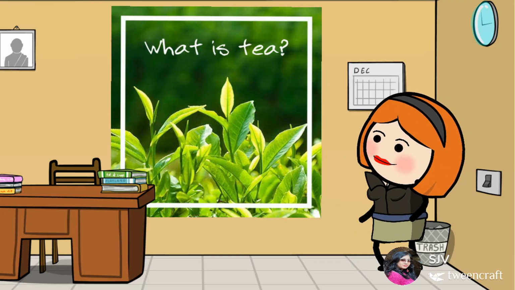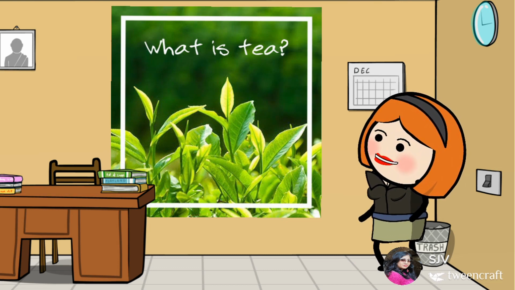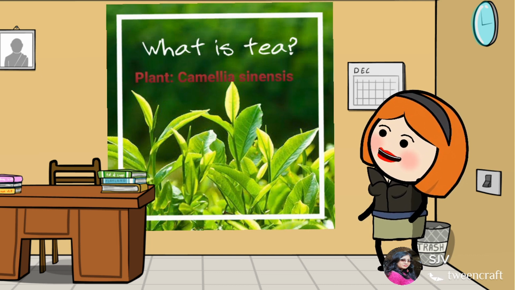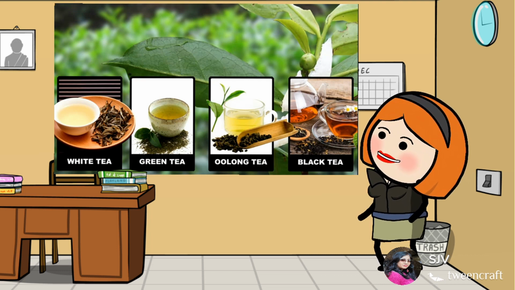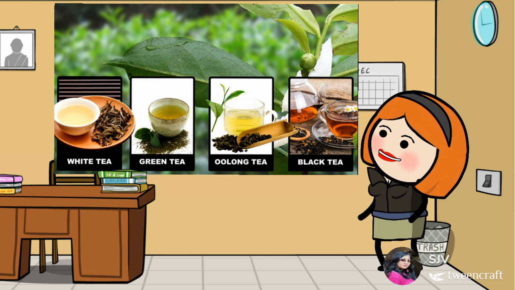Tea is an aromatic beverage that is commonly prepared by pouring hot water over the fresh leaves of an evergreen shrub, which is native to East Asia, called Camellia sinensis. There are different types of tea with different flavors and colors, like white tea, green tea, oolong tea, black tea.